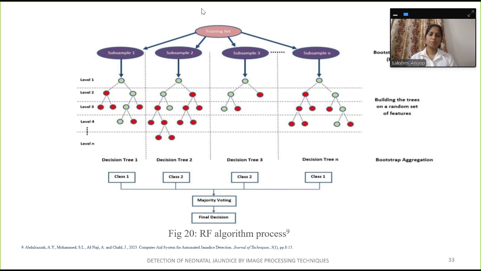This is the block diagram for the RF algorithm. In this algorithm, the training set is mainly divided into subsamples, and each subsample will develop into a tree which makes a prediction. The prediction from each tree is taken, and based on the average or the majority voting, they will decide the final value for the detection.